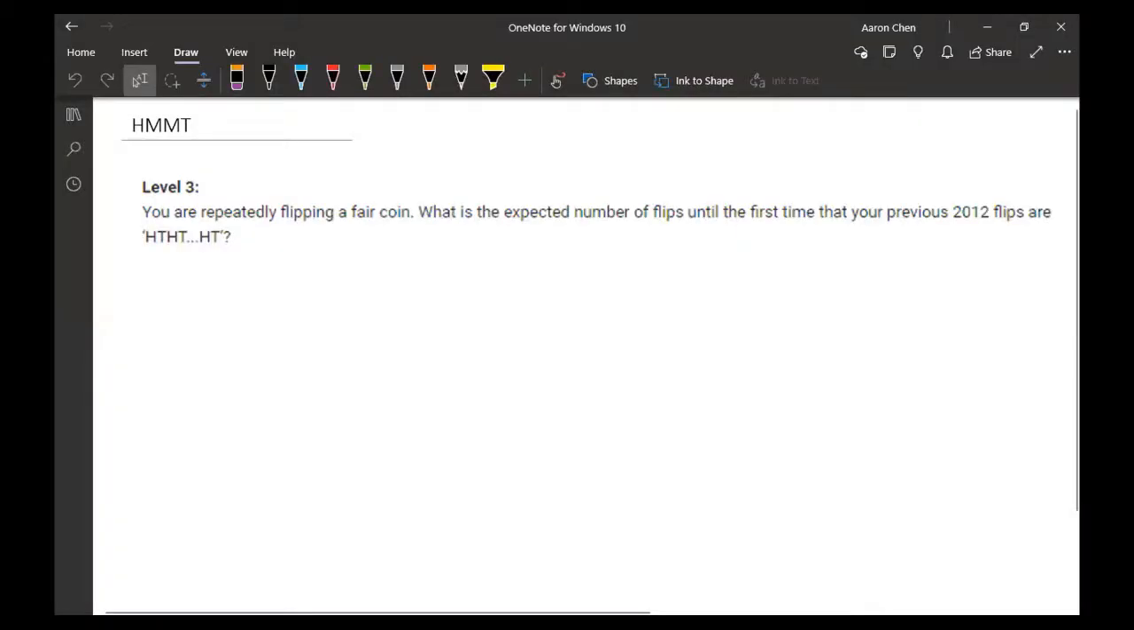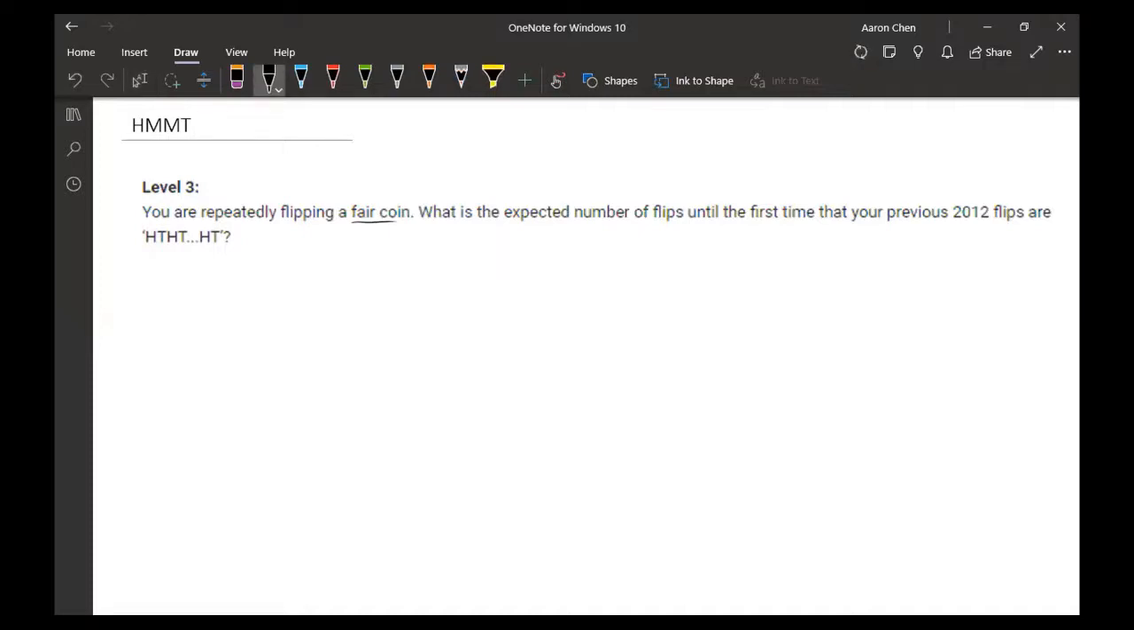Alright, so now let's go over the problems for levels 3 and 4. Okay, yeah, so I think you can see it. So first of all, level 3.